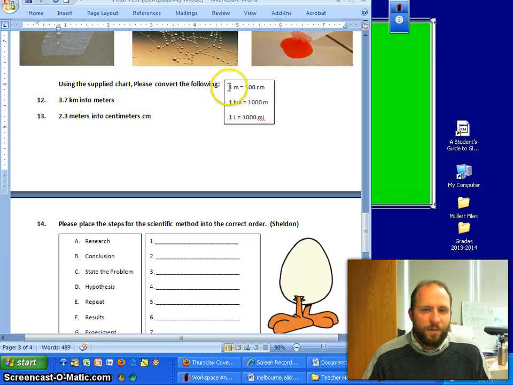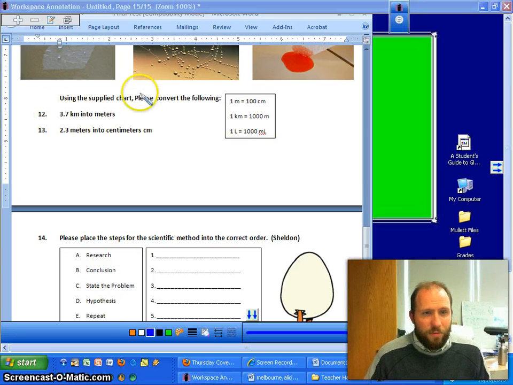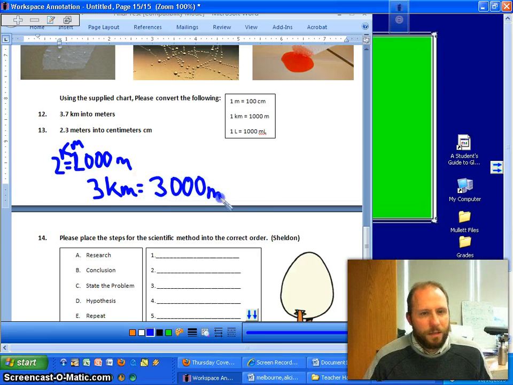I give you a very simple conversion of 1 meter equals 100 centimeters, 1 kilometer is equal to 1,000 meters, and 1 liter is equal to 1,000 milliliters. So you got 3.7 kilometers here. If it's 3.7 kilometers, and you know each kilometer is equal to 1,000, well, 2 kilometers, 2 km, would be equal to 2,000 meters. How about 3 kilometers? 3,000 meters. Nice. So if I've got 3.7, that would be 3,700 meters. Sweet.